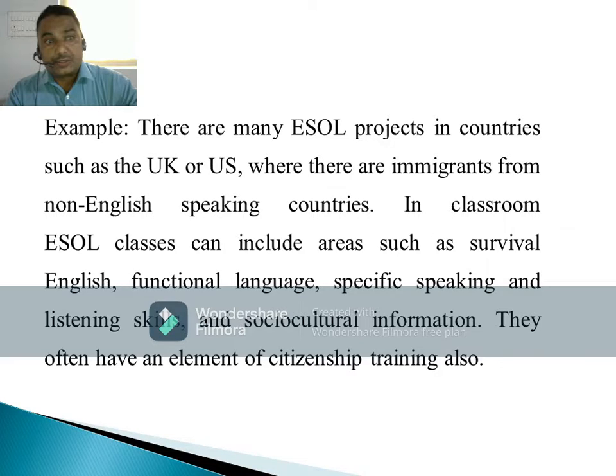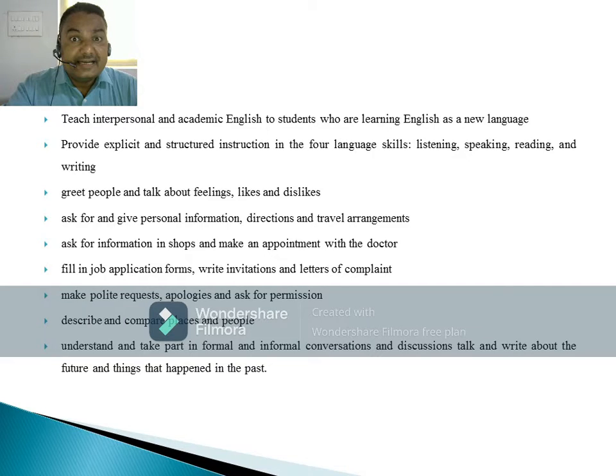Teach interpersonal and academic English to the students who are learning English as a new language. What are the objectives? We are teaching interpersonal and academic English to the student. What we do in the English ESOL: we are providing interpersonal and academic English to the students who are learning English as a new language.